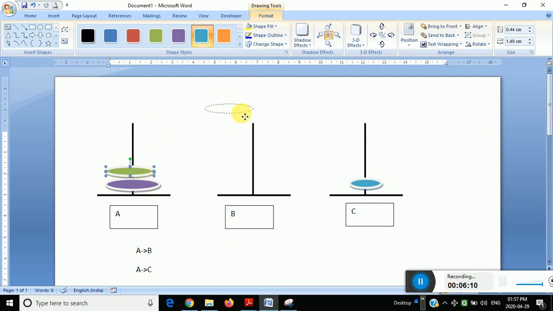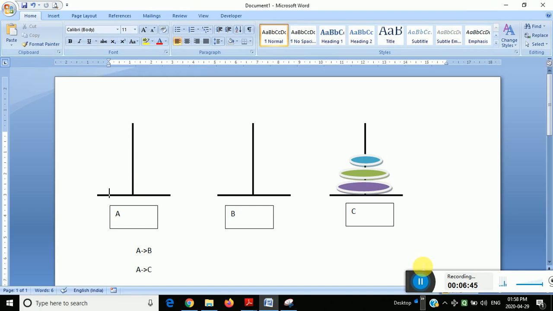Next, I'll move this from A to B, one more disk, and after that I'll move from C to B. After that I'll move this directly from A to C. One at a time we have to take, don't take both directly. And after that I'll move this from B to A. I'll take this, I'll put it here, then I'll move this disk and I'll put it here. So this is how we have to work.